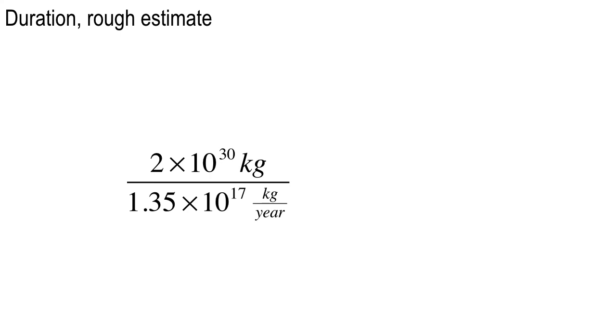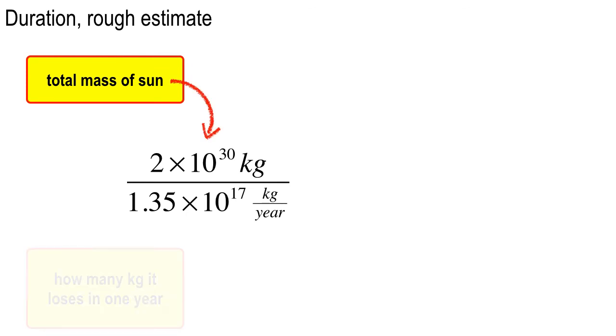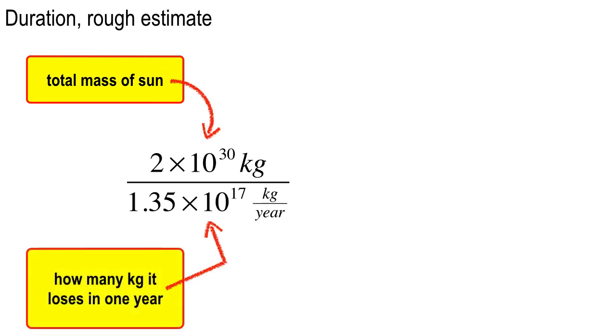3.33 hours. Okay, so now this is not a distance and speed calculation. It's a mass and mass loss equation. So what we have here is like 100 miles in the numerator and 30 miles an hour in the denominator. So for our problem, we put the total mass of the sun up on top, and the rate per year that it loses mass. 100 miles divided by the speed tells us how long it takes you. Total mass of the sun divided by how much it loses per year will tell you how many years it'll take.